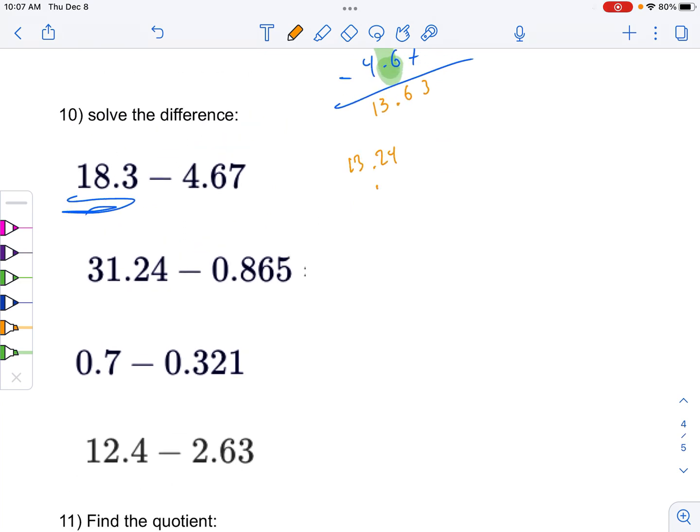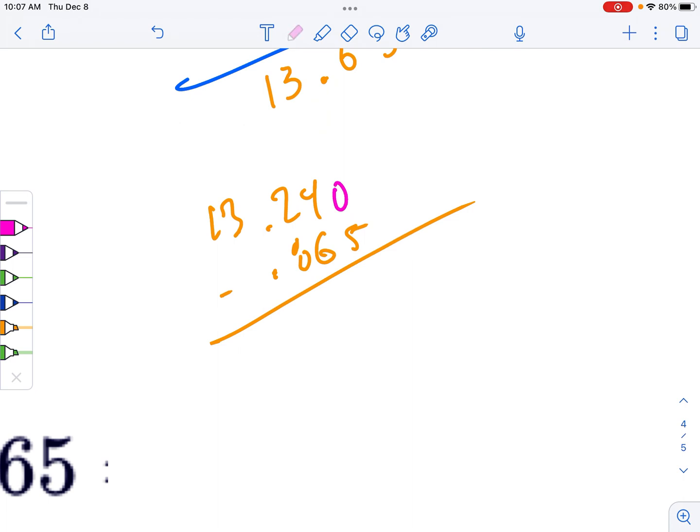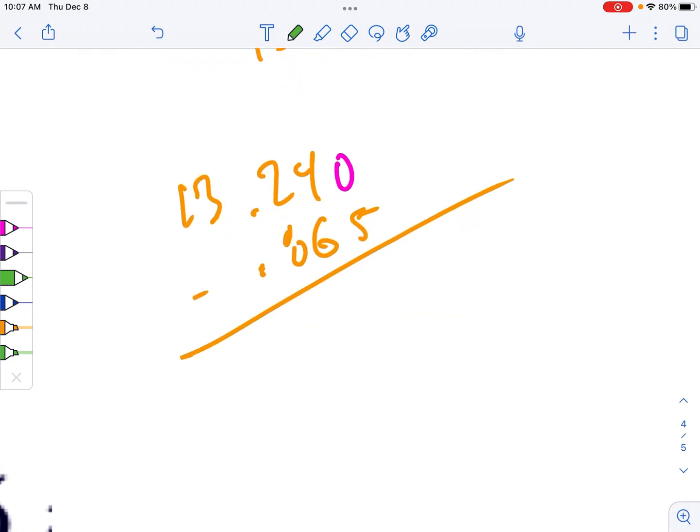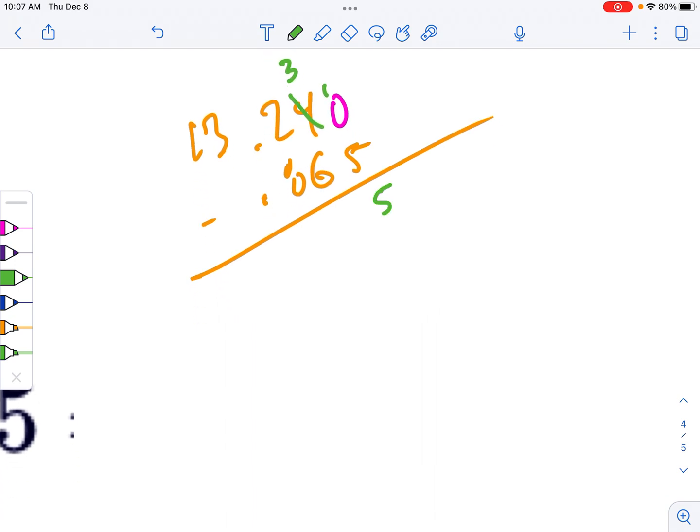31.24 minus, okay. Get that 0 as a placeholder. Let's go to work. We're gonna have to do some borrowing. Careful with the borrowing on these. So the 4 becomes a 3, and that becomes a 10. All right. 3 minus 6, not enough. I'm gonna borrow from the 2. So now I have 13. Minus 6, okay.